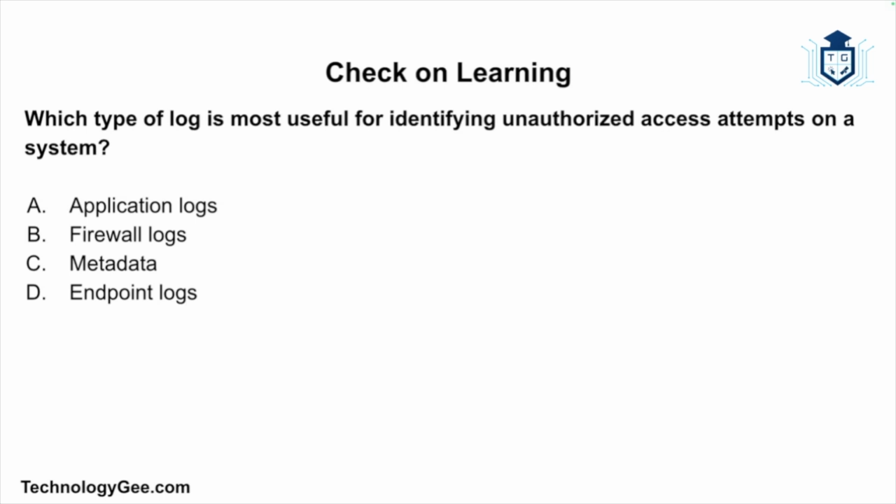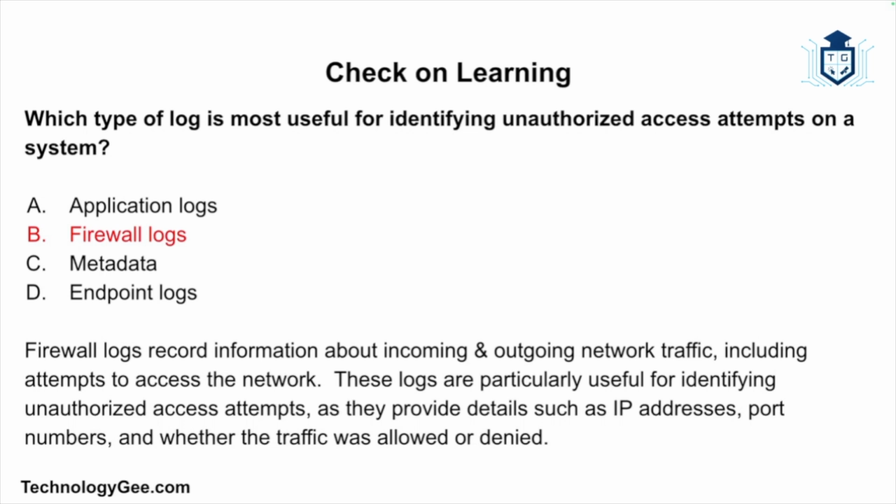Now, with all of that being said, let's do some check on learning. So the first question is, which type of log is most useful for identifying unauthorized access attempts on a system? Would this be an application log, a firewall log, metadata, or endpoint logs? And the correct answer is a firewall log. Firewall logs record information about incoming and outgoing network traffic, including attempts to access the network. These logs are particularly useful for identifying unauthorized access attempts, as they provide details such as IP addresses, port numbers, and whether the traffic was allowed or denied.